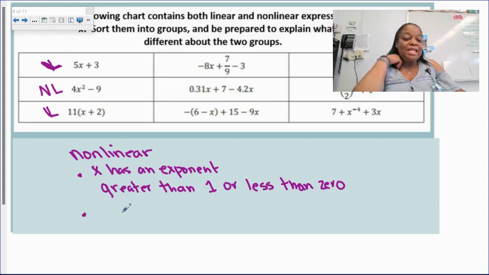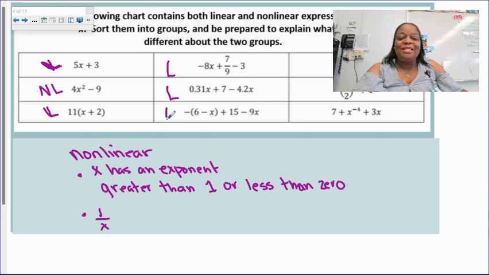And then another way to see it is if you see the x in the denominator. So if I had like 1 over x, that would be nonlinear because that would be x to the negative 1 power. All right, so now let's see if we can go ahead and figure these out. Well, if I'm zoning right in on the x, yes, so this one would be linear. Now this has an x and then that has an x, but it's still to the power of 1, so that one would be linear.